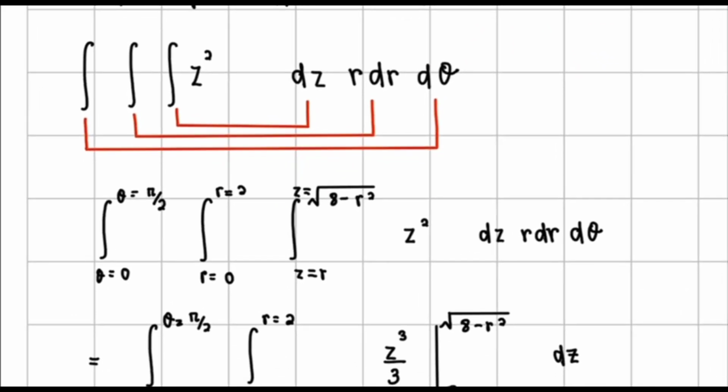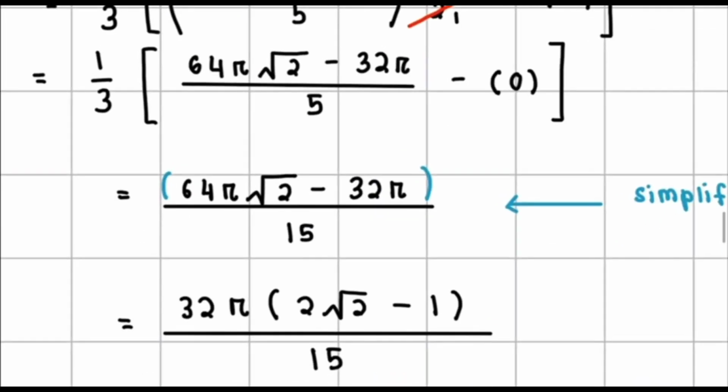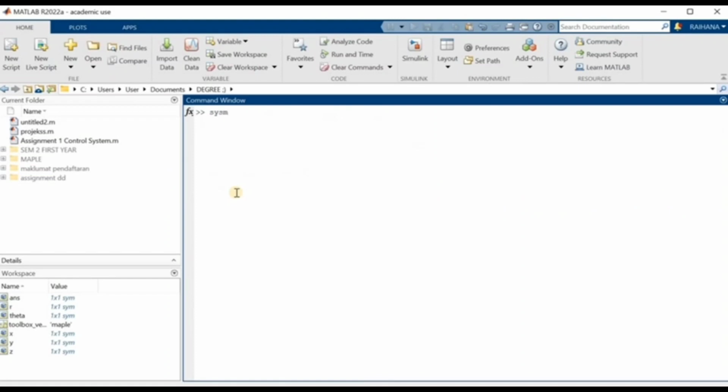For the limit, z goes from r to square root of 8 minus r power of 2. For r, the radius, it is 0 to 2. And for theta, 0 to pi over 2. The answer I get is 32 pi times (2 square root of 2 minus 1) over 15. So I will prove it in Maple.